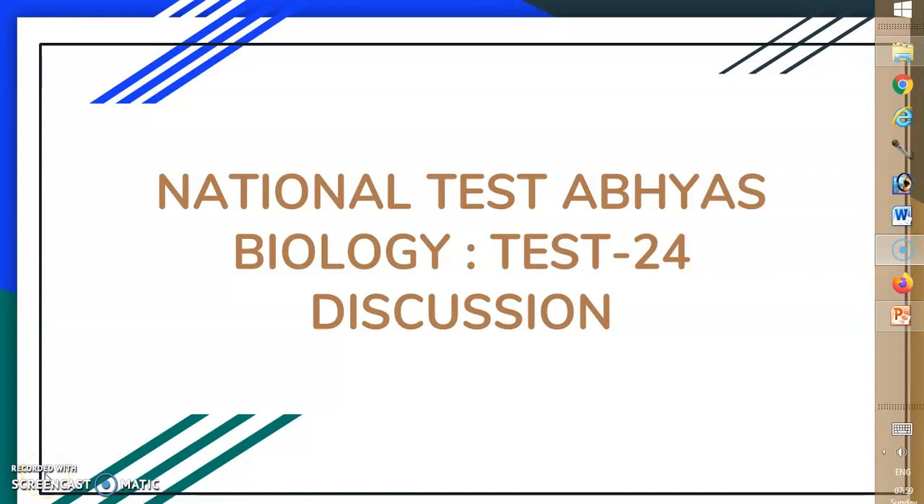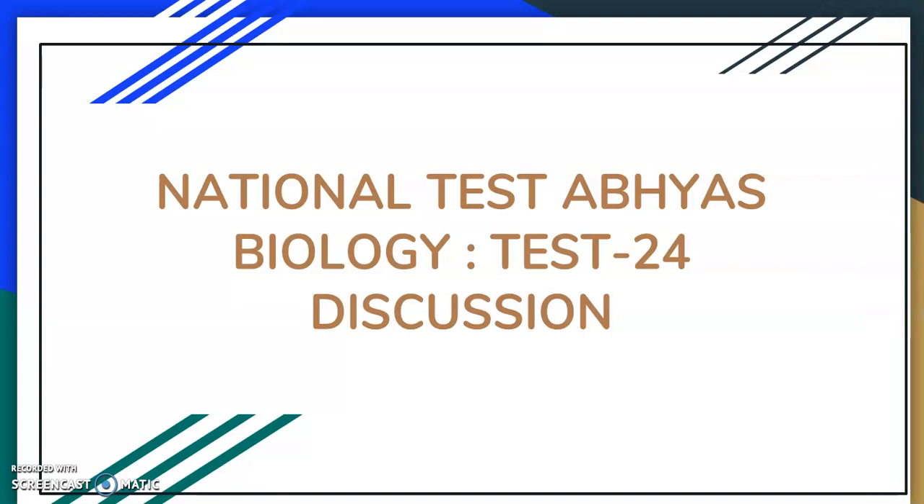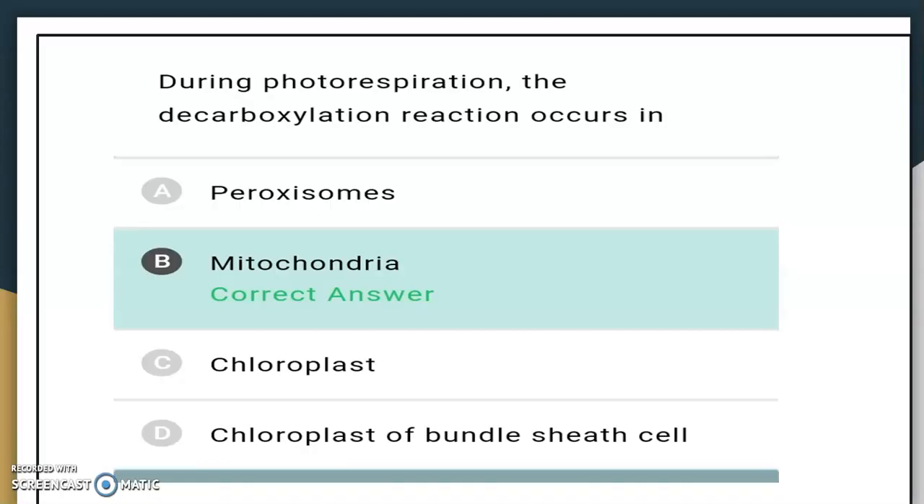Let's talk about a few questions of Biology Test 24 by the national test. Now, first question, number 1: during photorespiration, the decarboxylation reaction occurs in.